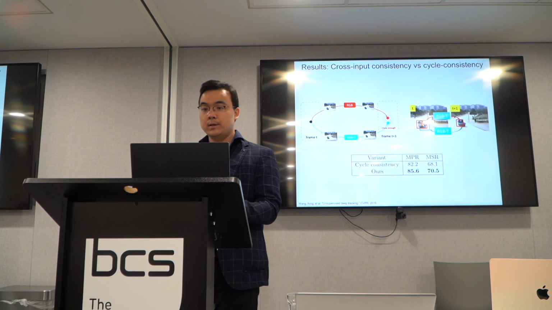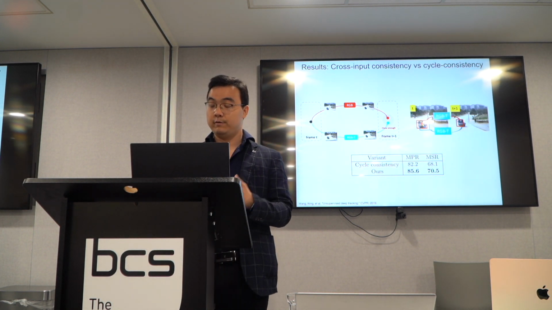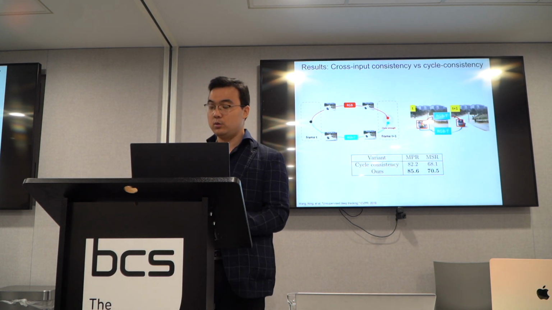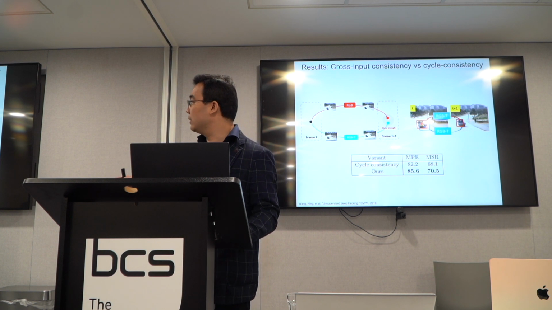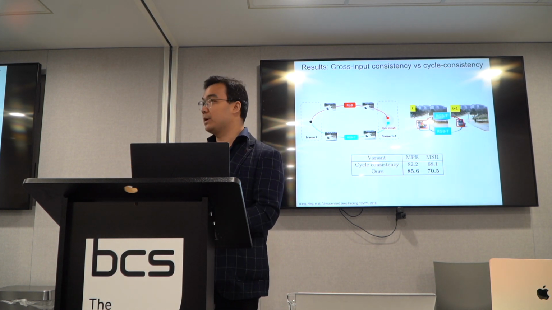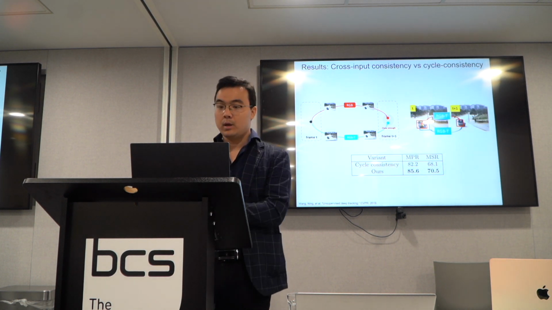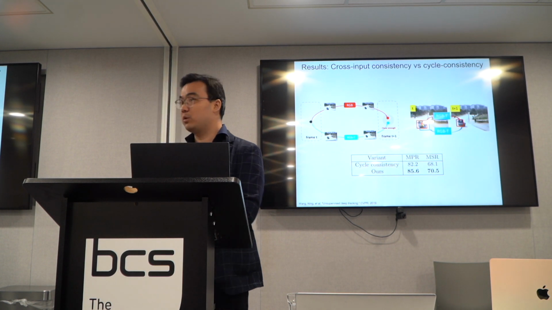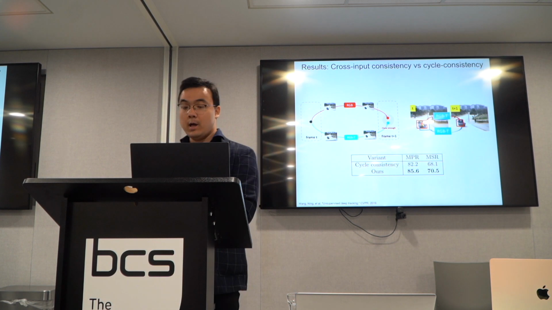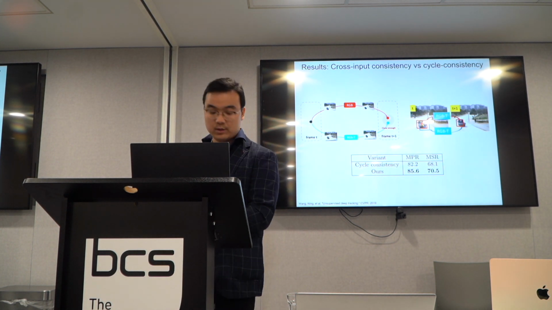Also, in the object tracking field, there is a famous loss function called cycle consistency. The basic idea is we first do the tracking in a forward way, and then we do the tracking in a backward way. So we can compare the cycle consistency as shown in the right figure. I also compared our cross-input consistency with this cycle consistency. As you can see from the table, our cross-input consistency is more effective than the cycle consistency.